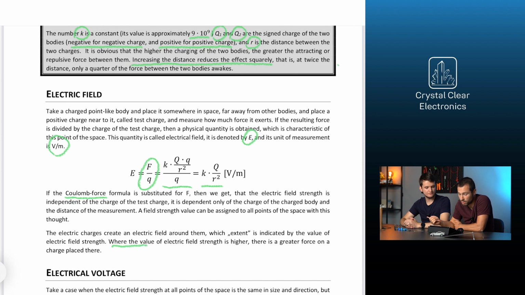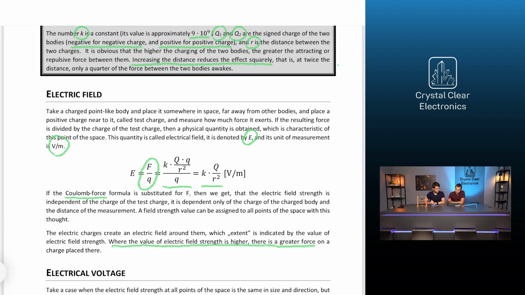Where the value of electric field strength is higher, there is a greater force on a charge placed there.